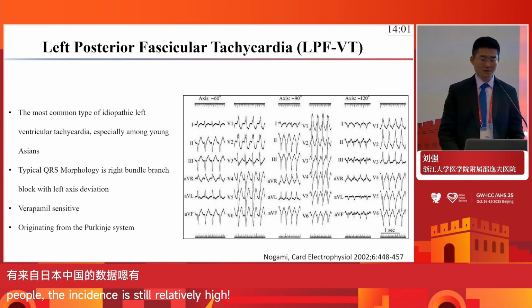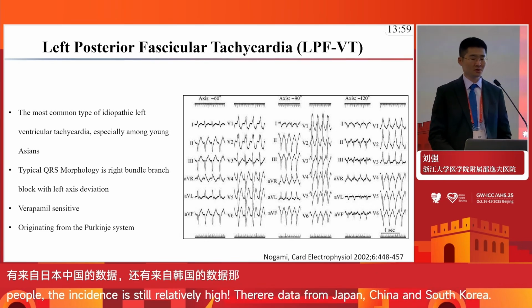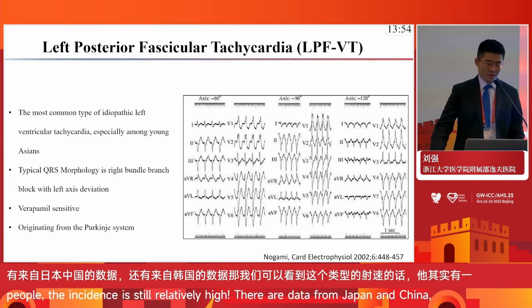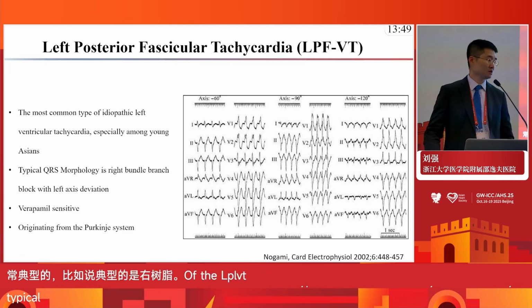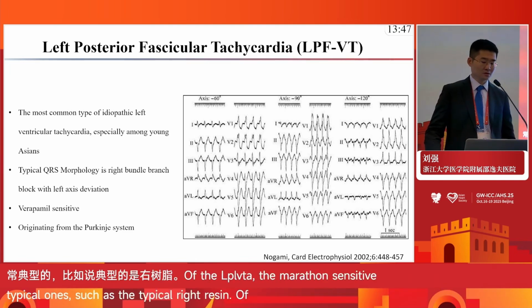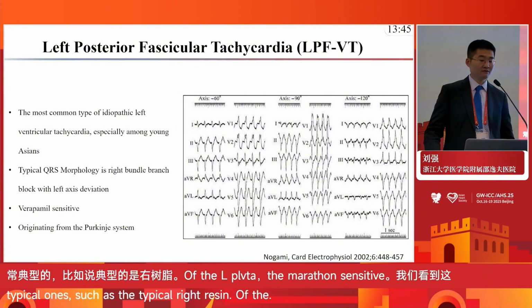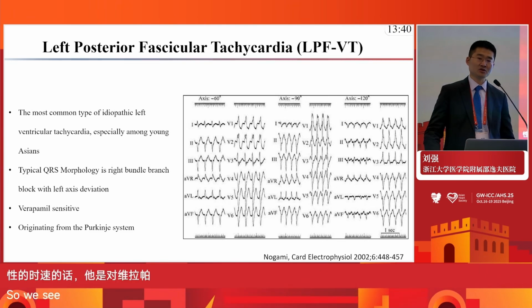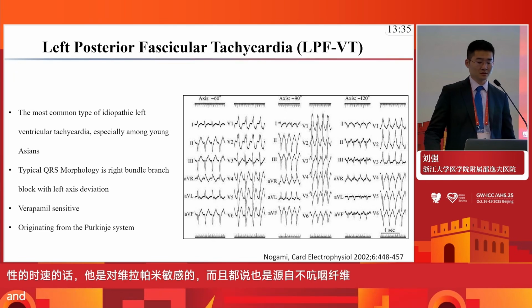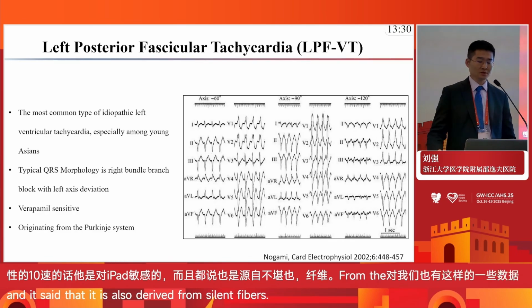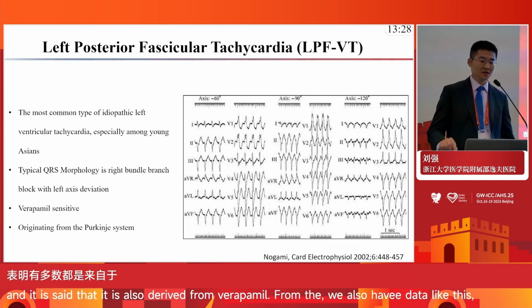This type of VT has the typical morphology, right bundle branch block and left axis deviation. Most of the LPF VT is verapamil sensitive, so it is also called verapamil-sensitive VT. And I think most EP physicians still believe the VT originates from the Purkinje system, so that's the reason it is called fascicular VT.